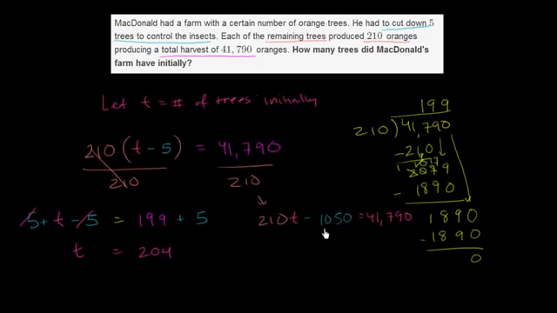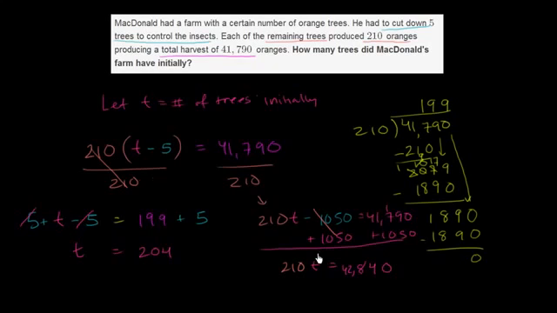41,790. And then you could add 1,050 to both sides. And so let me do that. 1,050 to both sides. The left-hand side, you're just going to be left with 210T. While the right-hand side, you're going to be left with, let's see, 0 plus 0 is 0. 9 plus 5 is 14. 1 plus 7 is 8. 42,840. And now you can divide both sides by 210.